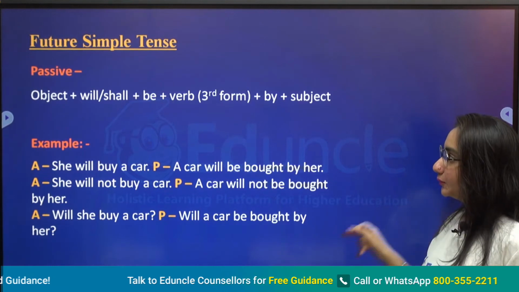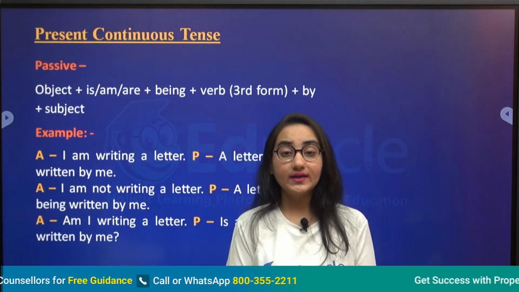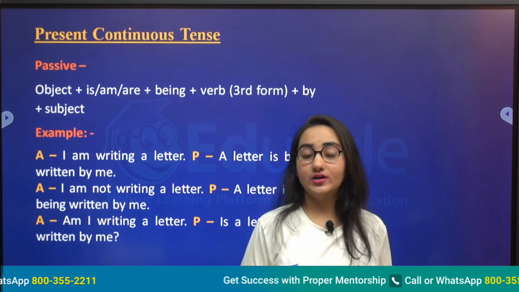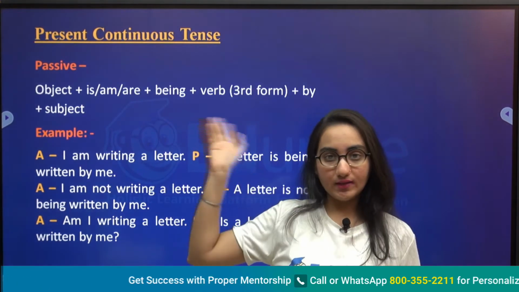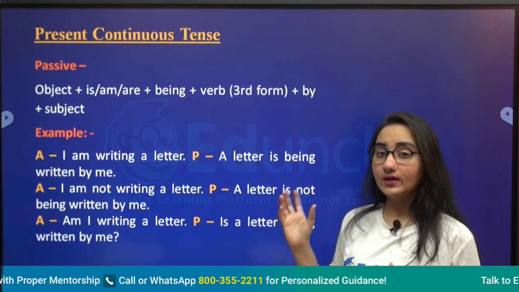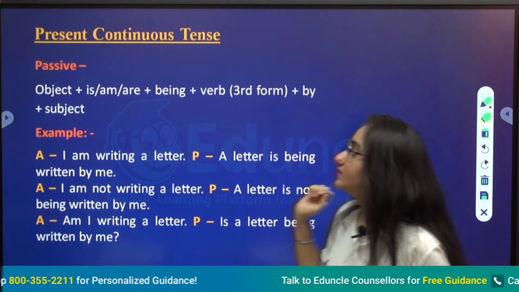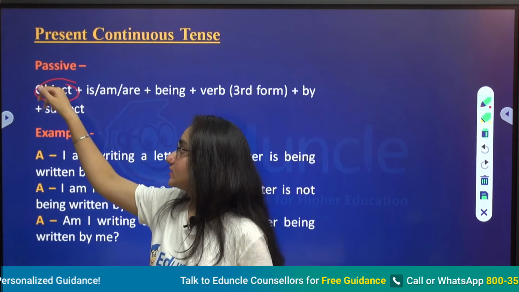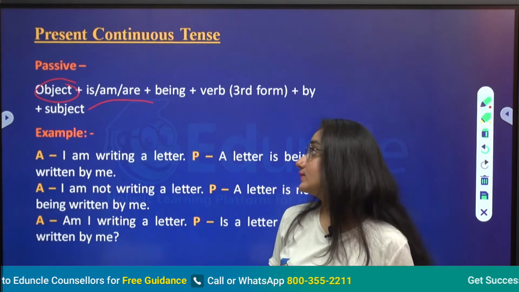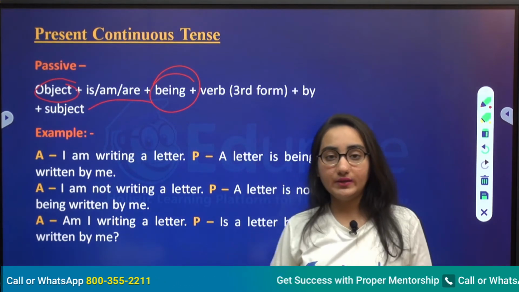Now let's talk about the present continuous tense. We have done the present, past, future in the simple tense. Now we'll be doing present, past, future in the continuous tense. So if I talk about the present continuous tense, what is the rule? The rule says: object plus is, am, are, that we used to do in the present simple tense as well. Then being is added in the present continuous tense: B-E-I-N-G.